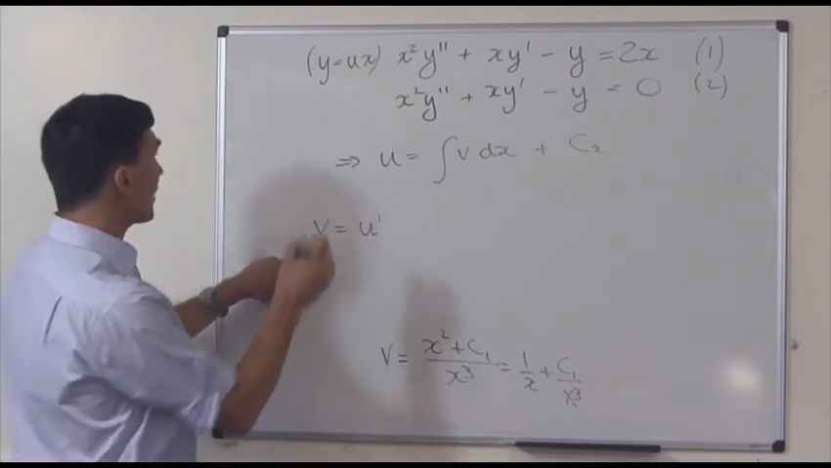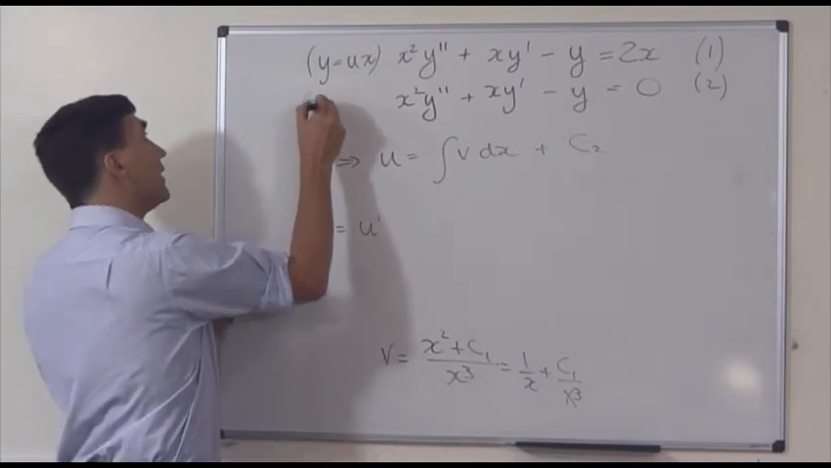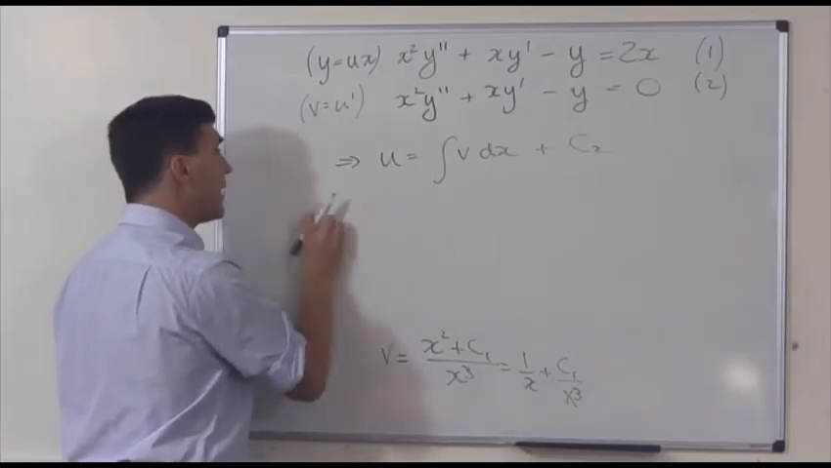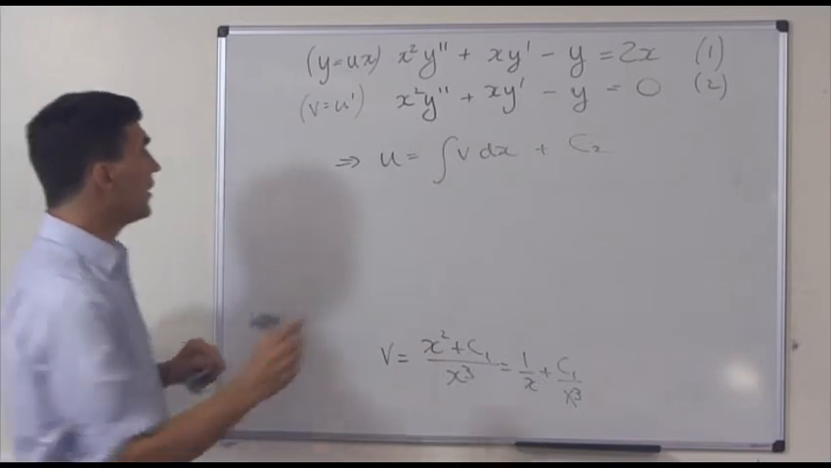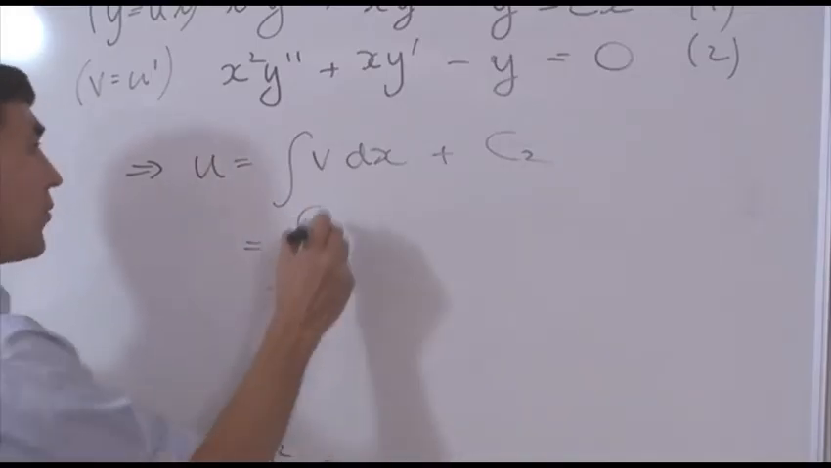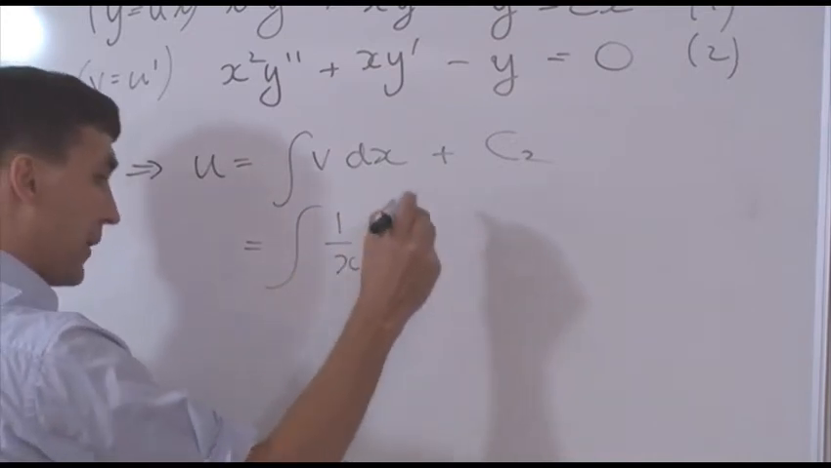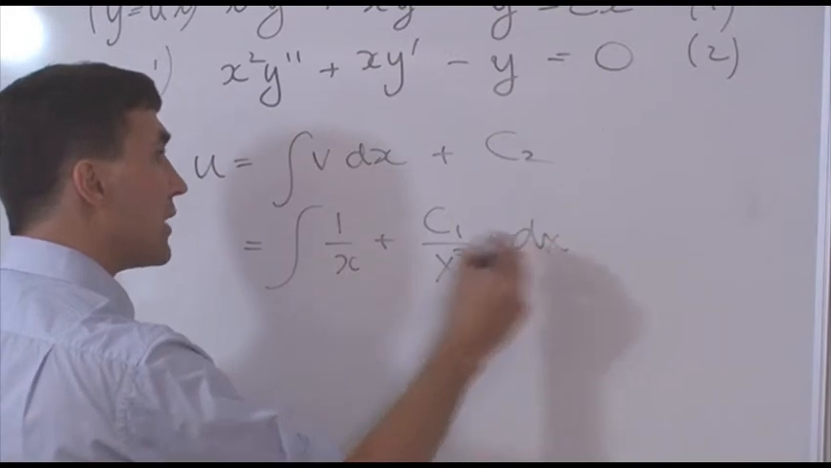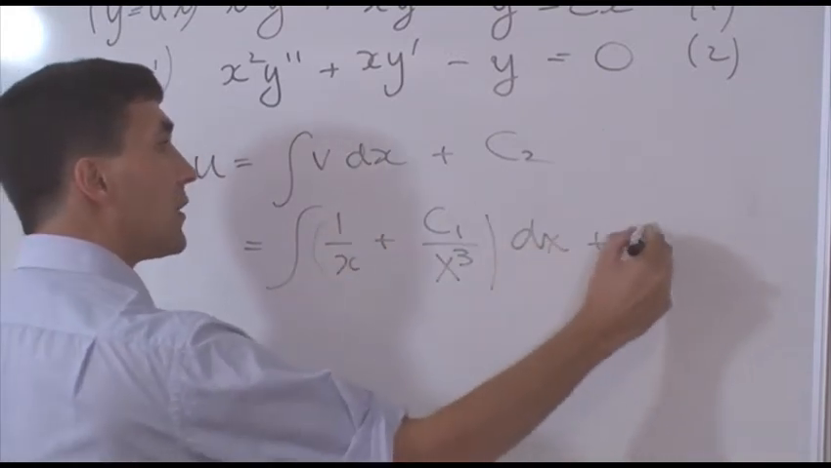I'm going to write this up here in the corner as well, so that we've got it out of the way. All right, we now have to do this integral. So this is the integral of 1 over x plus c1 over x cubed, all integrated with respect to x, plus c2.